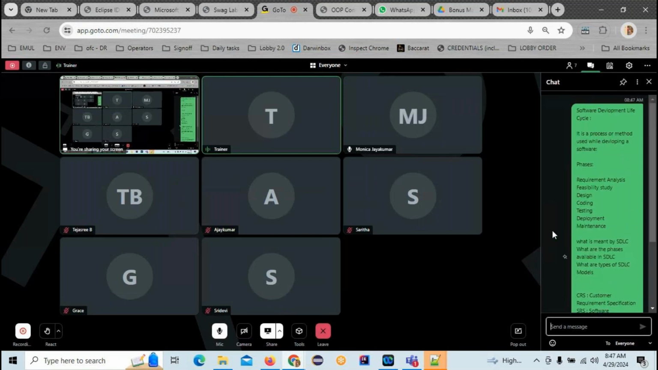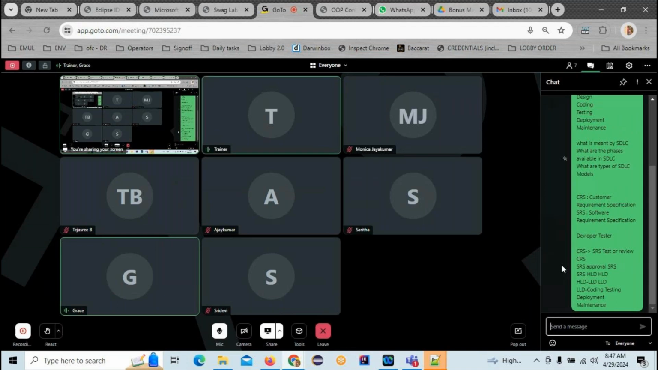That's it for the day. If you have any more doubts, you can ask. One more question, sir. As you said, first the CRS will be sent to SRS by the developer, right? So when will the tester be testing? In the middle of sending from CRS to SRS, or at the initial stage of CRS only? Initial stage of CRS only. They are checking simultaneously. Okay, yeah.